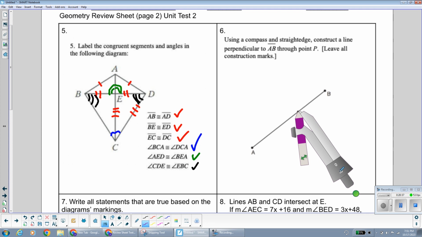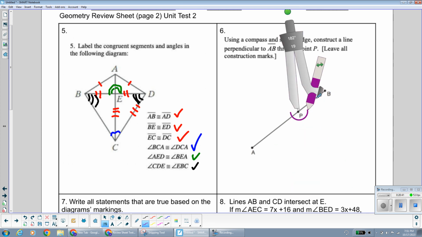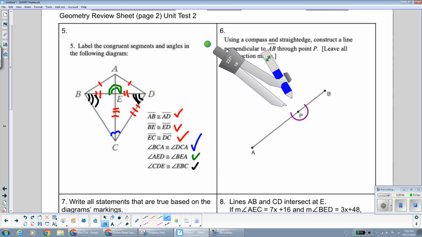I'm going to put my compass on point P. It doesn't matter how far you open up. You just need to swing an arc that's going to hit the line in 2 spots. So here I hit my line in, why won't it let me write on it? Try this again. Let's move my compass and then let's see if it lets me. There we go. Those 2 spots.